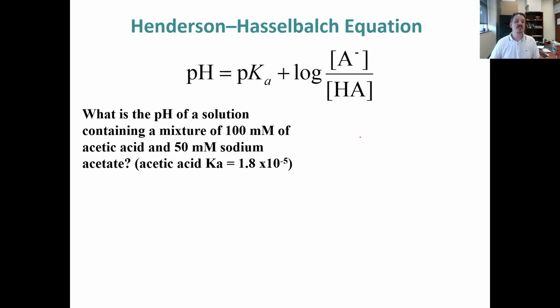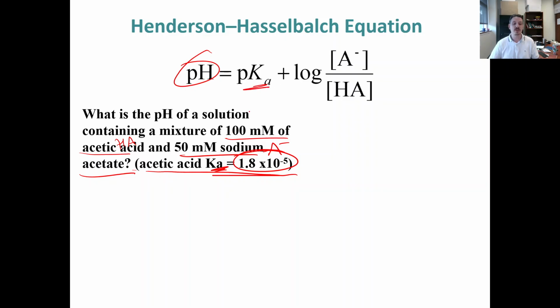First of all, what is the pH of a solution containing a mixture of 100 millimolar acetic acid, that's the HA, and 50 millimolar sodium acetate, that's A minus? The Ka is 1.8 times 10 to the negative 5. Now, first of all, this is the Ka, not the pKa. So what do we do to Ka to turn it into pKa? You negative log it.